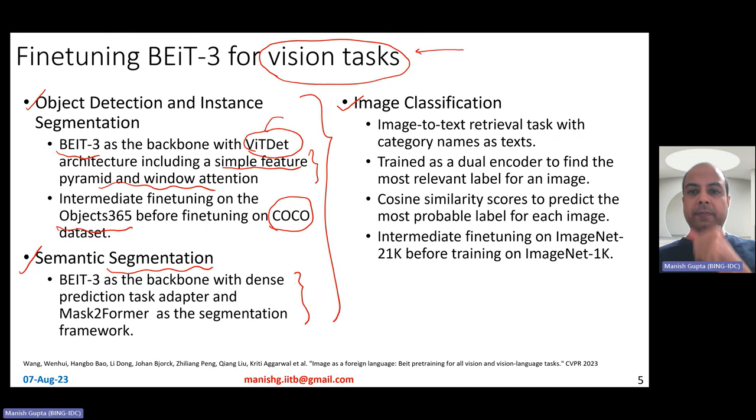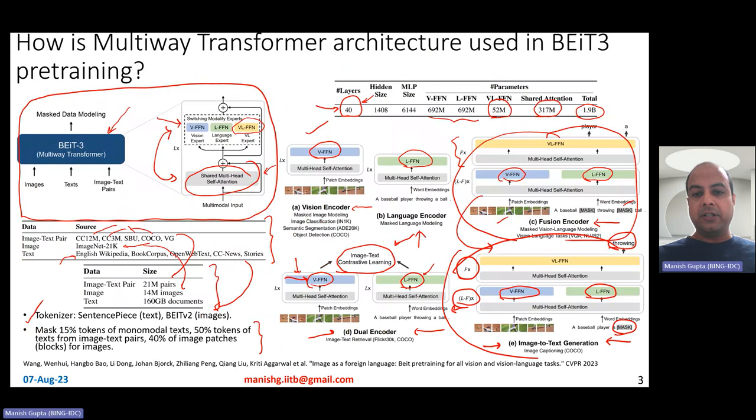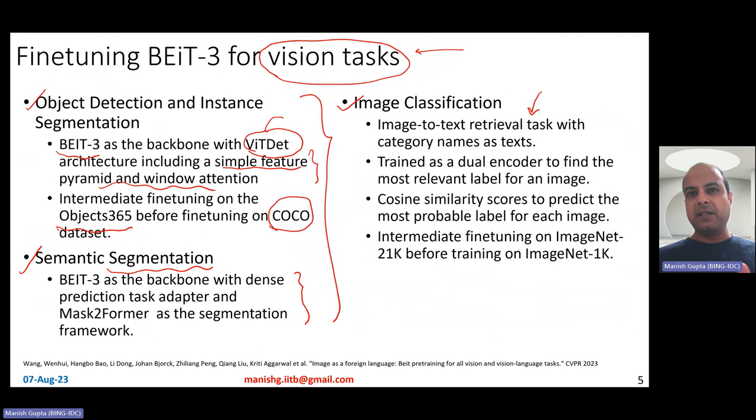Image classification is a very, very popular task. They experiment with the ImageNet 1K dataset, a 1000-class dataset. They model this classification task as a retrieval task, an image-to-text retrieval task with category names as texts. So rather than trying to predict the class index, they try to predict the class name. It has been trained as a dual encoder to find the most relevant class label given an image. Essentially you use the same dual encoder setting that you were using for image-to-text or text-to-image retrieval, with cosine similarity scores to predict the most probable label for each image. Rather than directly fine-tuning on ImageNet 1K, they do intermediate fine-tuning on the ImageNet 21K dataset, and then fine-tune on ImageNet 1K.